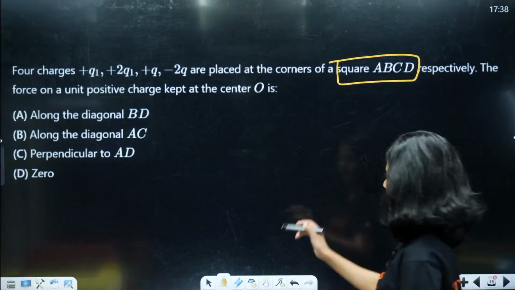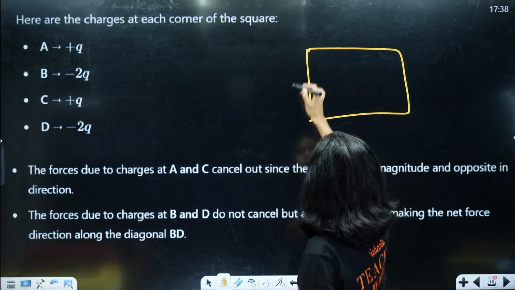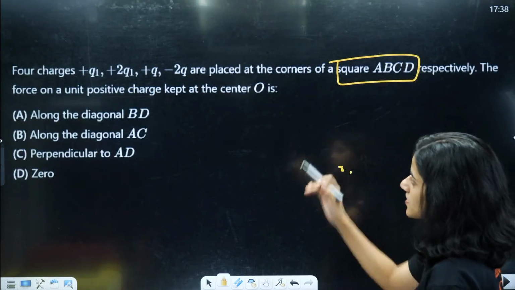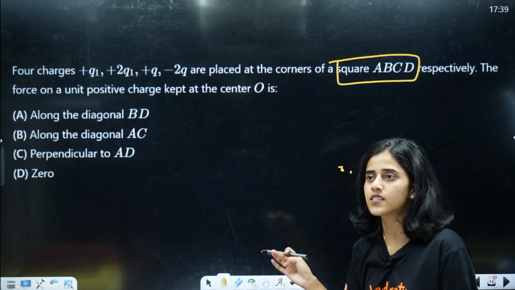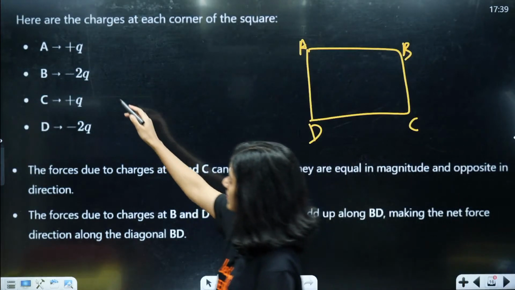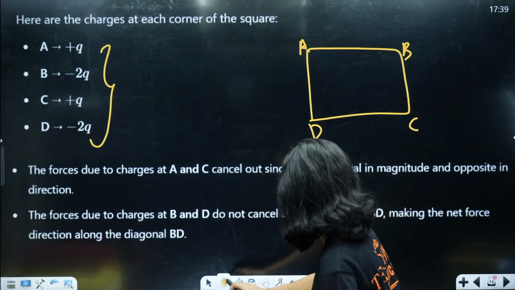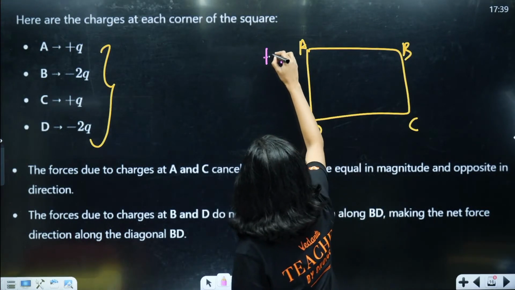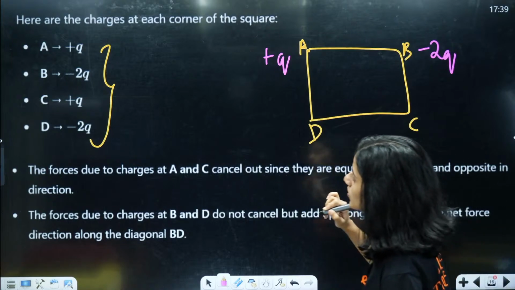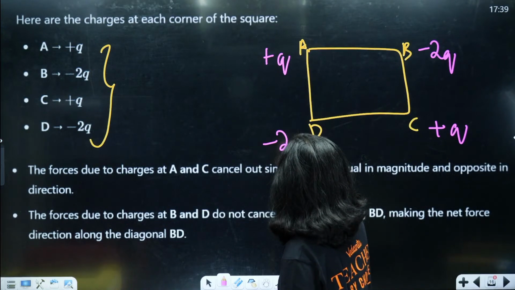So let's draw a diagram. I will draw a square and name it ABCD. That's the question, and on all four corners there are 4 charges. I have already written that here. These are the 4 charges that are going to be present on all 4 corners. So let's put them all. At A it is plus Q, at B it is minus 2Q, at C it is plus Q, and D is minus 2Q.